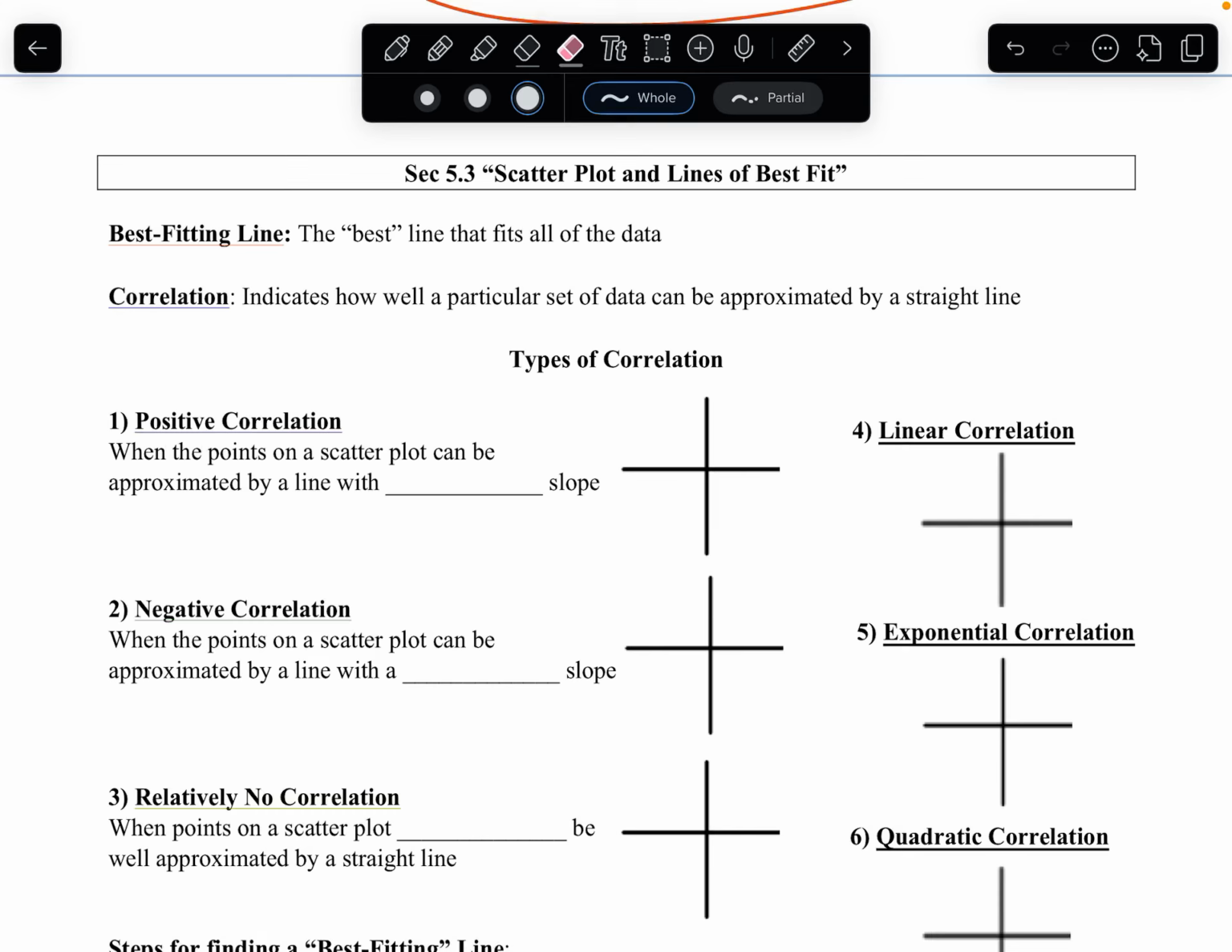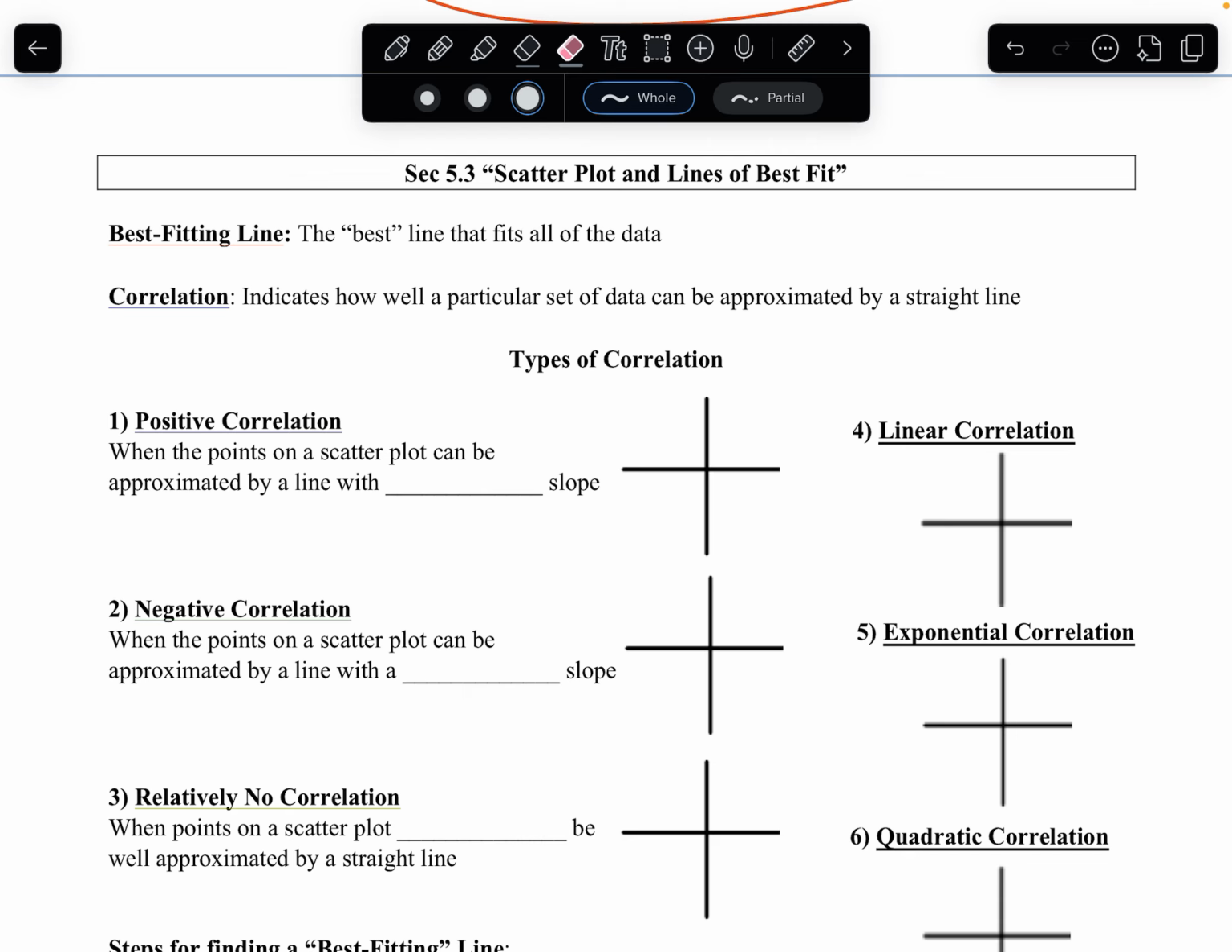Hello and welcome to 5.3 Scatter Plots and Lines of Best Fit. So today what we're going to be doing is taking what we've seen in 5.1 and 5.2, so with our slope-intercept and our point slope, and we're now going to be applying it to the real world.